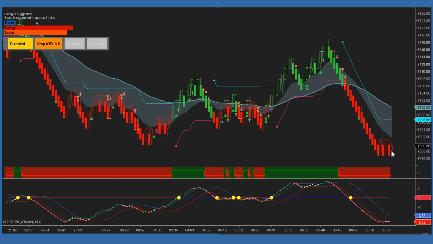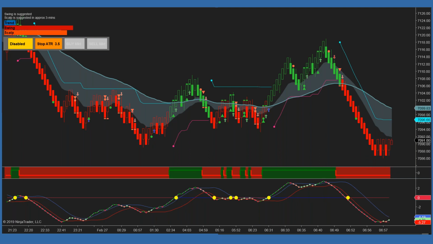And once again, you can see we're waffling here. And if I can get a couple of bull bars, then I will look to short or put my just in case short in play.